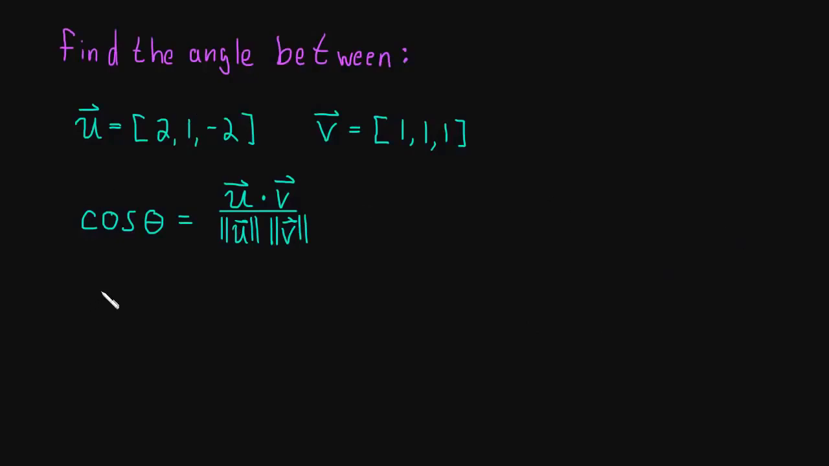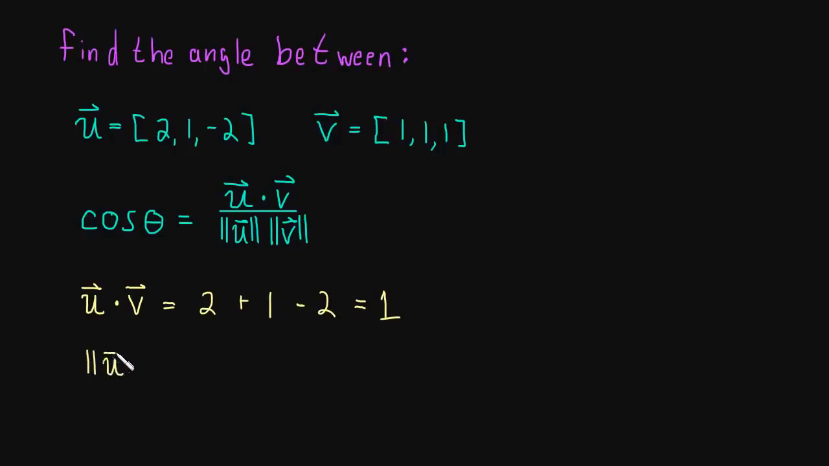So the dot product of u and v, so u dot v, is equal to 2 times 1, that's 2, plus 1 times 1, that's 1, plus negative 2 times 1, that's just negative 2, or minus 2. So this comes out to be 1. So the dot product is 1. Let's do the length of u now and the length of v.